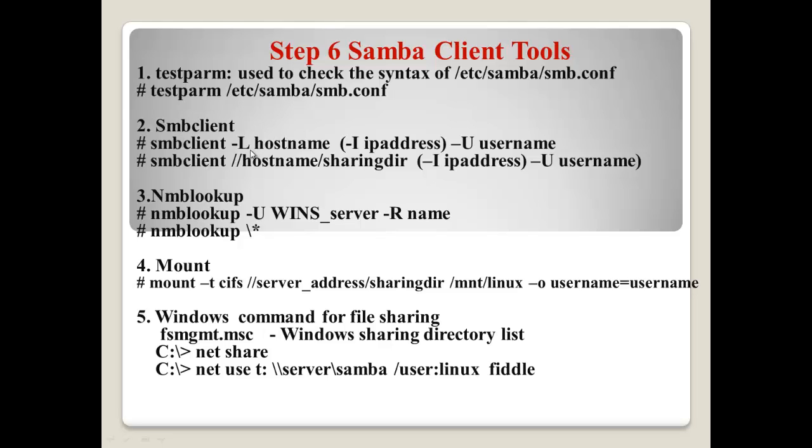There are two ways to use it: -L with the hostname and the sharing directory, -U username, or -I with the IP address and -U user. In this case, you can use it like an FTP. And number 3, nmblookup. Nmblookup is used to find the NetBIOS names, on Windows especially. So in this case, you can use it like this, nmblookup.